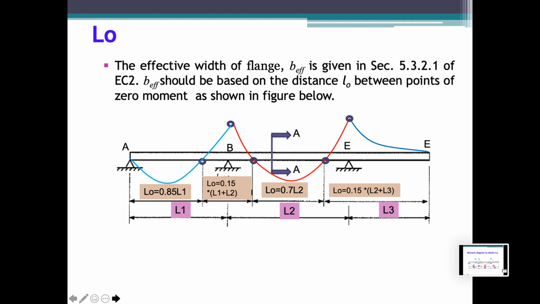This diagram gives us guidance on how to get L naught for a continuous beam. For example, for the first span, L naught is equal to 0.85 L1. The second span is 0.7 L2.